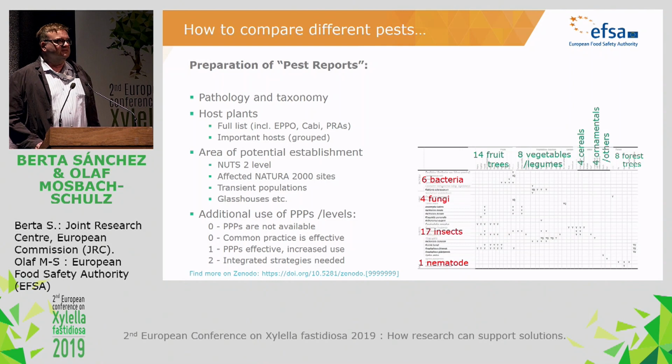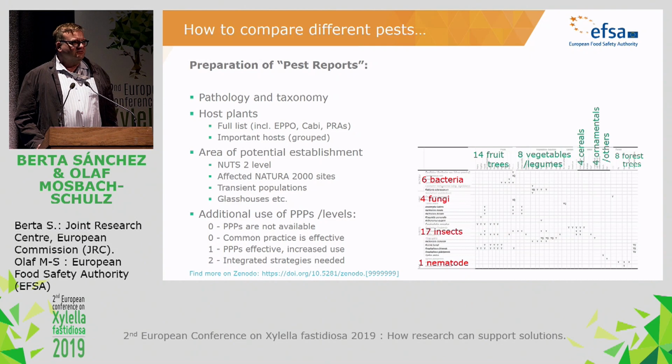We looked at these four categories you can see on the slide. There are two categories with no impact, in the sense that in the first, there is no plant protection product available to go against the pest, so there will be no additional use. In the second one, the common practice is efficient, so again, no additional use. We assume that there is some additional use of plant protection products. And then the last category turned out as the most important, that the pest is so complicated to manage that integrated strategies will be needed.